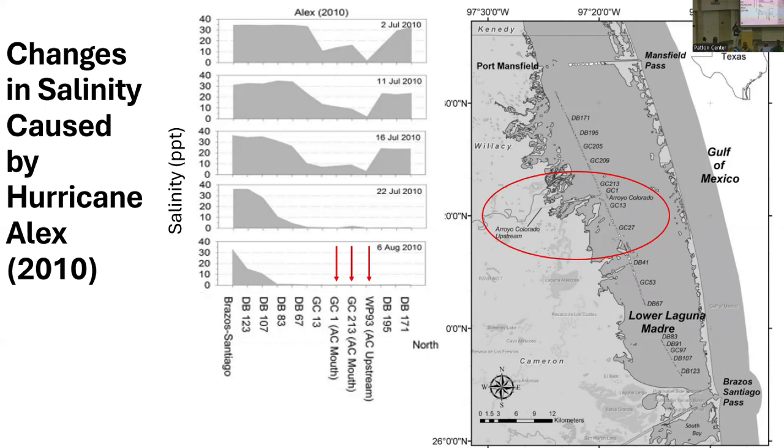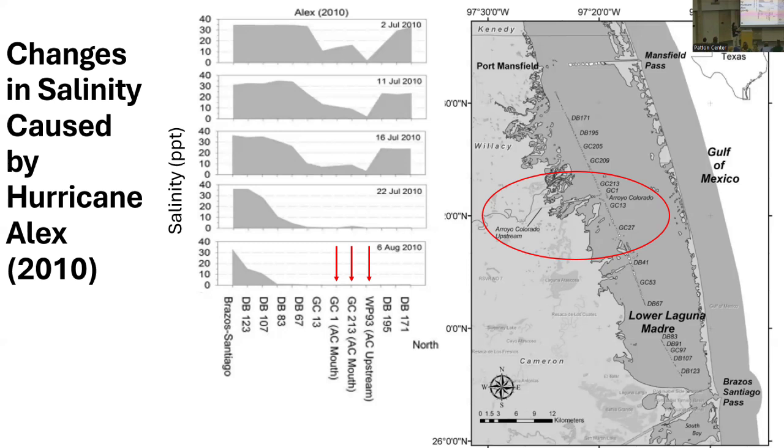So in extreme weather events such as Hurricane Alex depicted here, there's a lot of fresh water flowing into these waterways and across the Arroyo Colorado watershed. And it has been recorded depressing salinity in the lagoon for long periods of time.